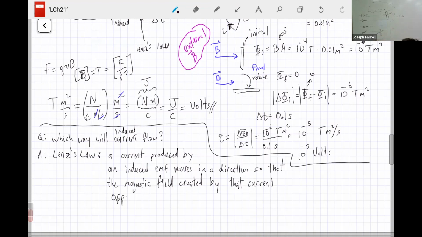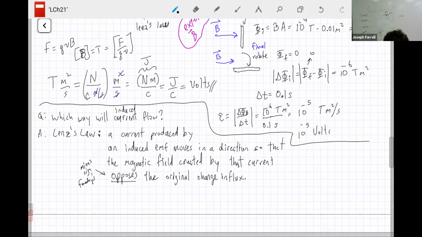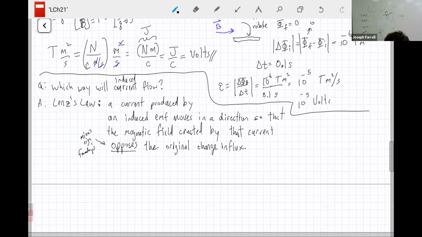opposes the original change in flux. And that opposes, that's the minus sign in Faraday's law. There's a minus sign in Faraday's law, and so that's the word opposes. And so let's work off some examples of how this goes.